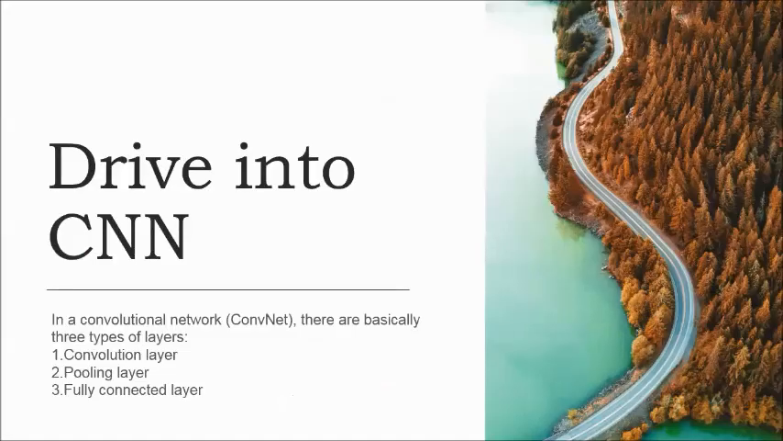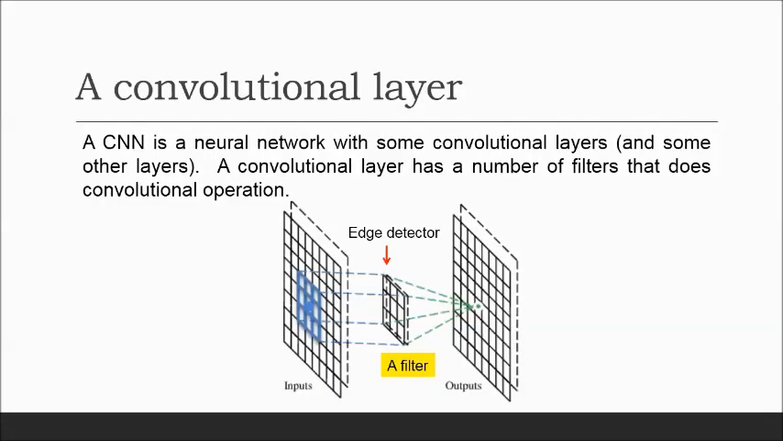Let's see what the different layers in this convolutional neural network are. It has 3 parts. One is the convolutional layer, the second is the pooling layer, and the third is the fully connected layer. I will discuss them one by one. First we'll look at the convolutional layer. So what does convolution mean?